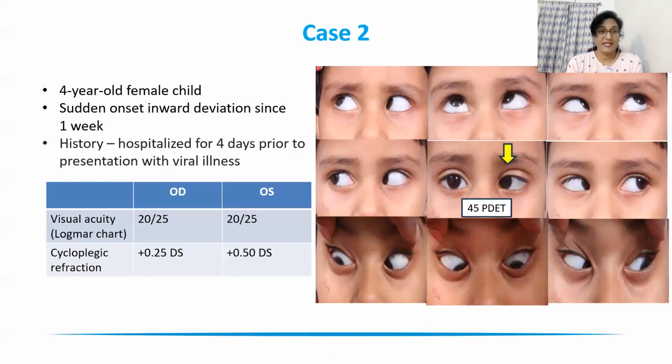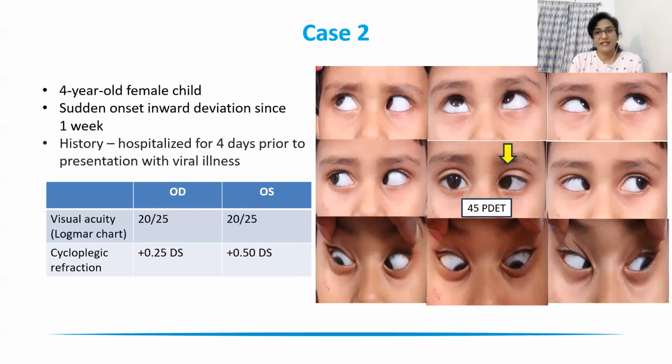Now let's look at another case. This was a 4-year-old female child that presented with a sudden inward deviation since about 1 week. The only significant history that the child's mother was giving was that the child had been suffering with a viral illness and had even been hospitalized for the same some time ago. And 4 days after recovery, the child started developing this kind of a condition. If you see, vision is normal for age. There is a very insignificant refractive error in the child.